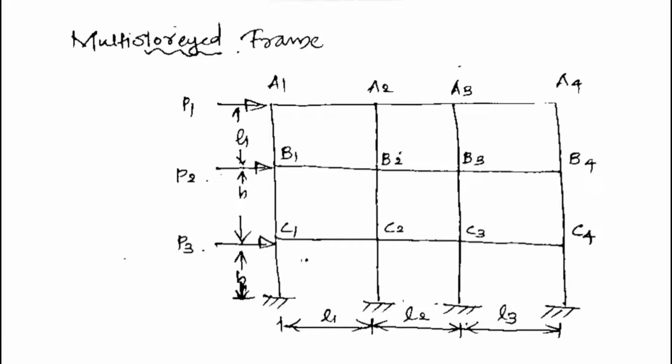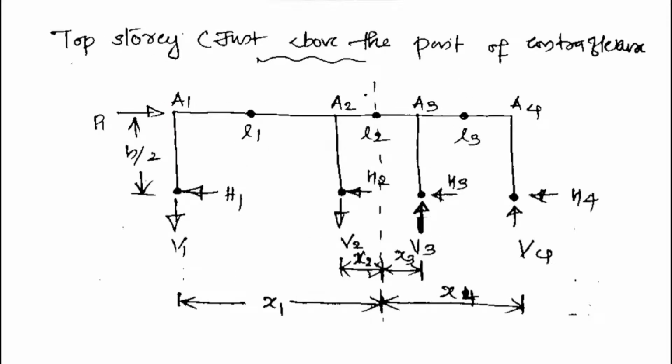Consider the multi-storied frame shown. Now, let us take the top story and consider them. That is, the top story is just above the point of contraflexure. Let the length be L1, L2, L3. Also, the vertical forces acting at the point of contraflexure be V1, V2, V3, V4, and the horizontal forces be H1, H2, H3, and H4.